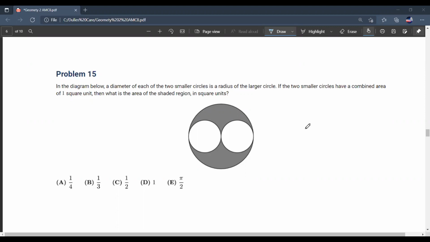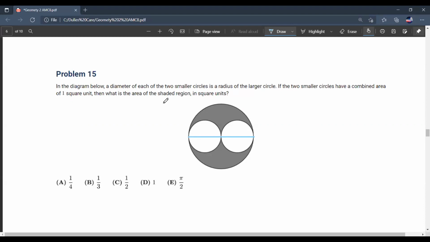All right. In the diagram below, a diameter of each of two smaller circles is a radius of the larger circle. If the two smaller circles have a combined area of 1 square unit, then what is the area of the shaded region in square units? So let's start with this problem. We first have the diameter of two smaller circles. Let's draw it out like so.